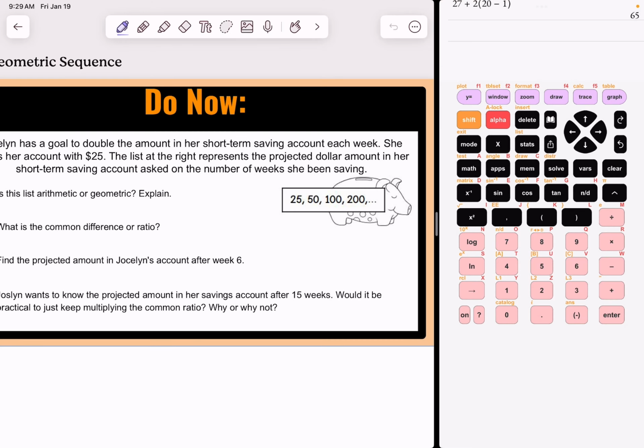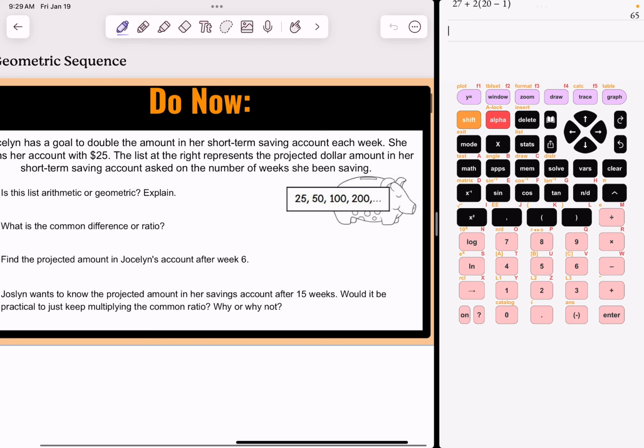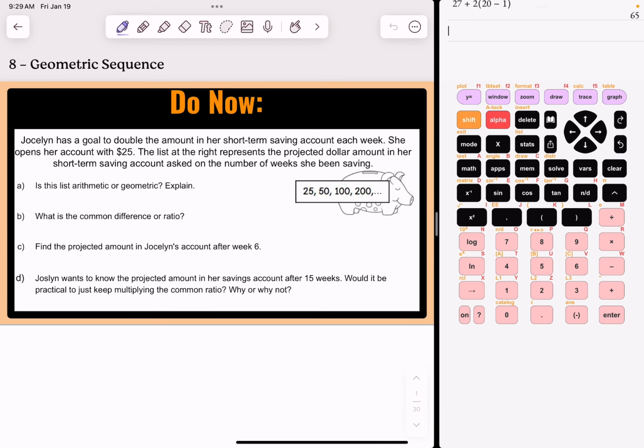Already, this is now question. Jocelyn has a goal to double the amount in her short-term savings account each week. She opens her account with $25. The list at the right represents the projected dollar amount based on the number of weeks she has been saving. So, if she has $25 in the first week, then 50, then 100, then 200. Okay, this is term 1, 2, 3, and 4.